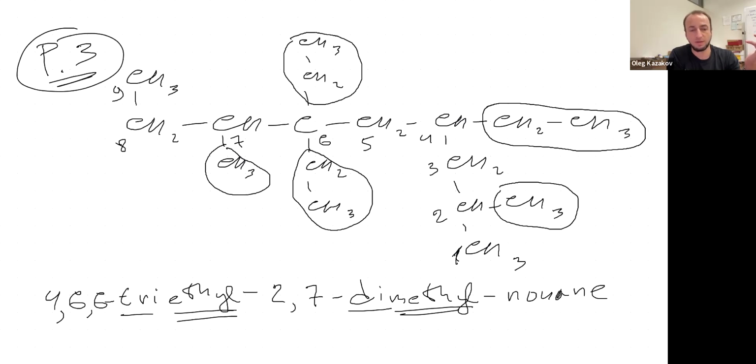And then you have the numbers, 4, 6, 6. These are the numbers of carbons where those substituents are distributed. Finally, you have nonane here, which is going to be the name of your longest chain. So 9 carbons, nonane. And ane is going to be the ending for alkanes in general.